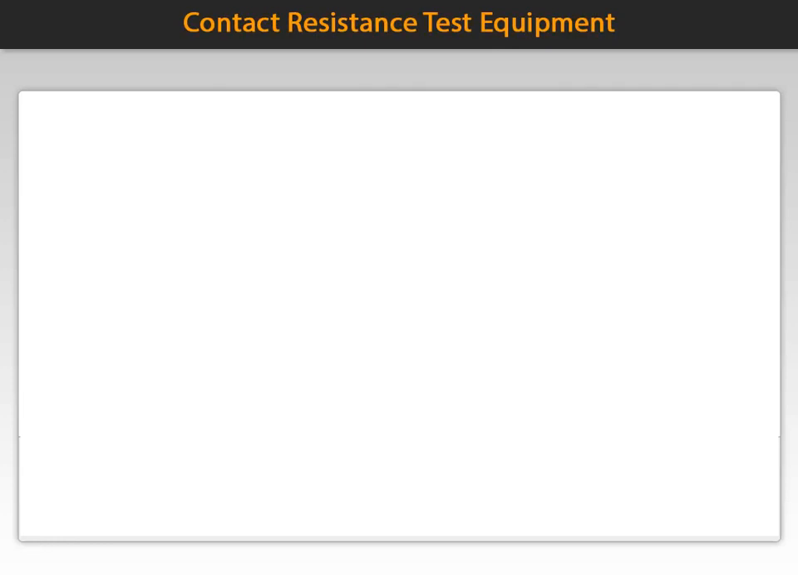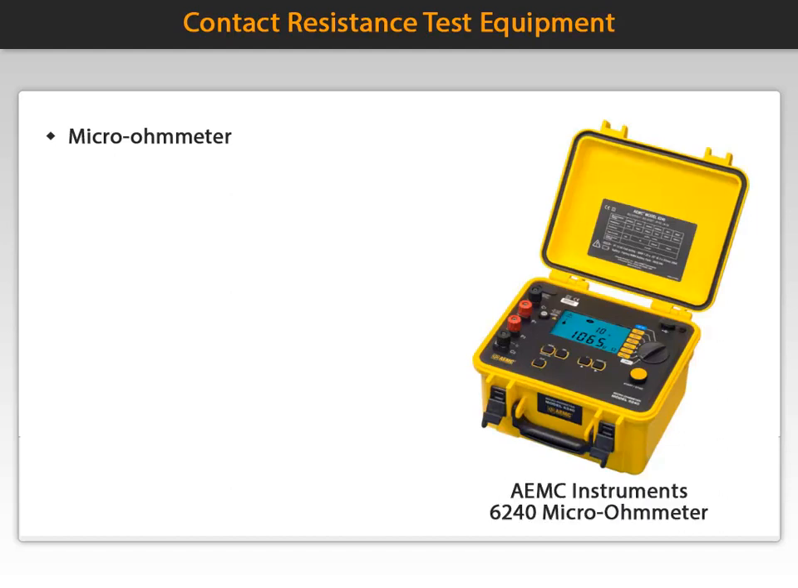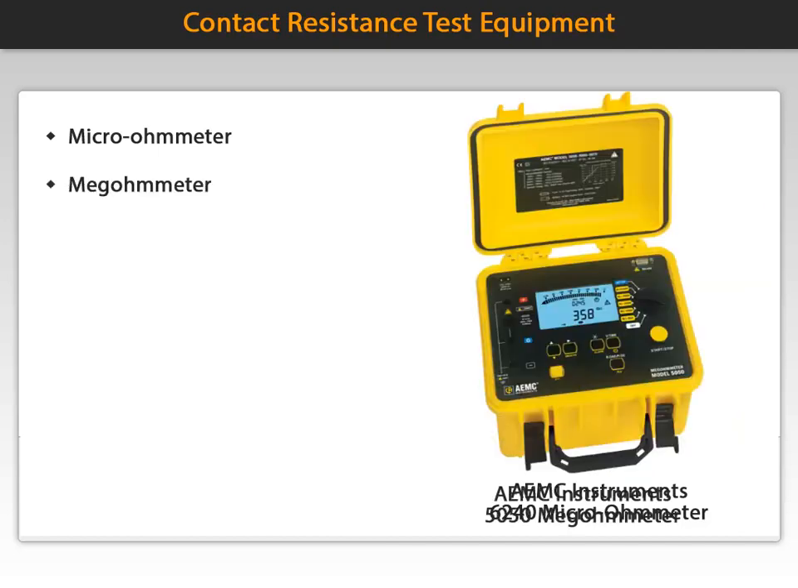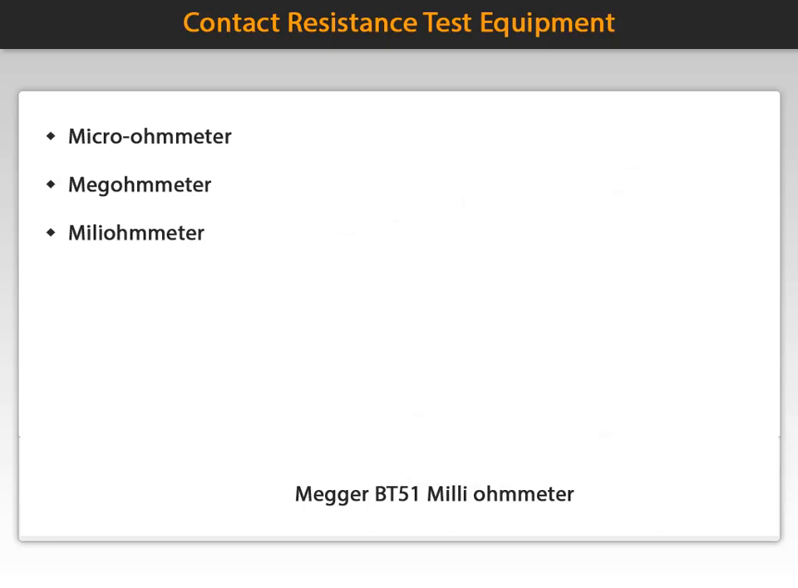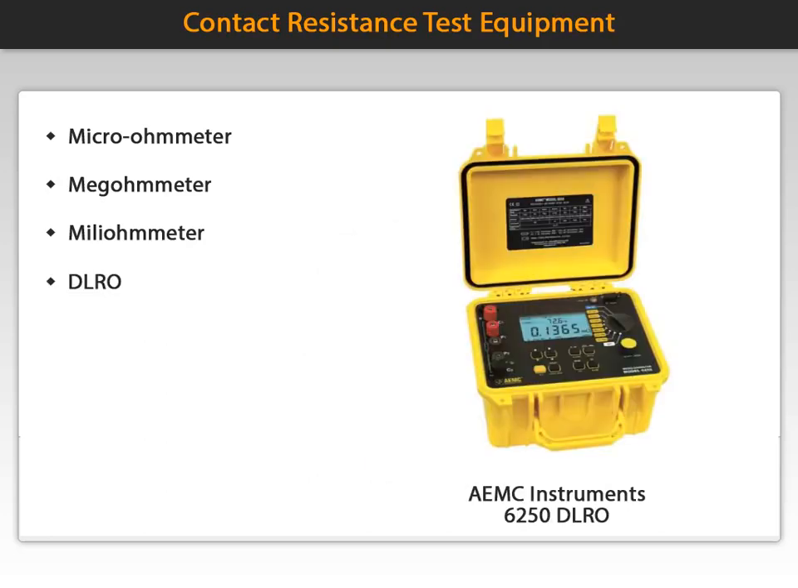There are a number of devices that can be used for contact resistance testing: a micro-ohmmeter such as the AEMC 6240 shown here, a megohmmeter like the AEMC 5050, a milliohmmeter similar to the Megger BT51, and lastly a static resistance tester or DLRO, which stands for Digital Low Resistance Ohmmeter, similar to the AEMC 6250.